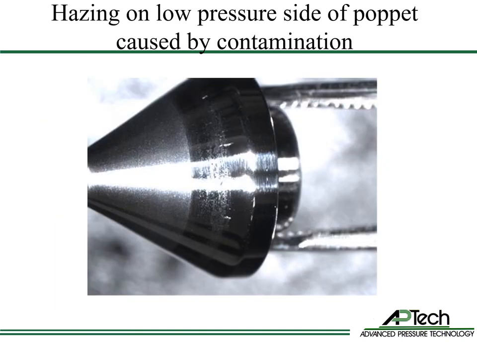If there is contamination in the gas stream, it tends to precipitate and deposit on the low pressure side of the source regulator's poppet due to pressure and temperature drop at the seat and poppet. In this image, we have light etching of the low pressure surface of the poppet causing hazing. The hazing starts where the pressure drop occurs and stops where the poppet meets the seat.